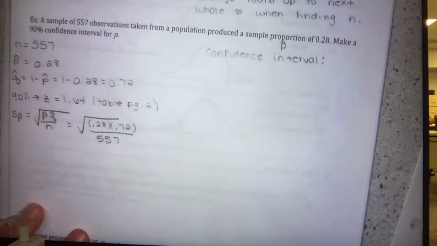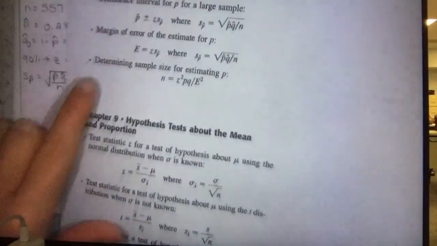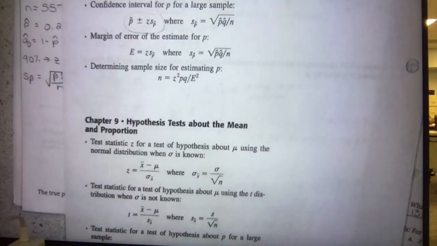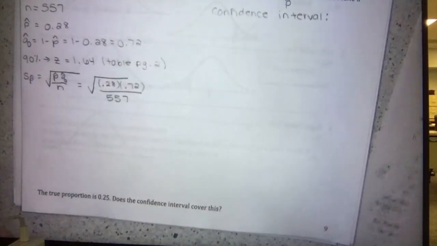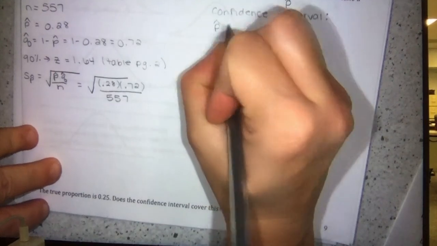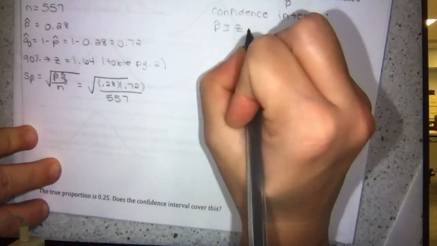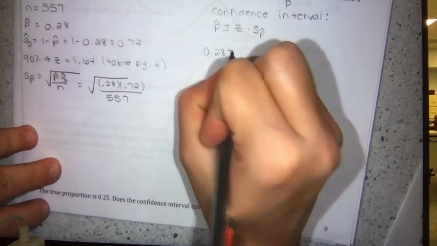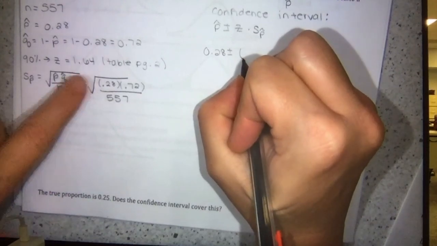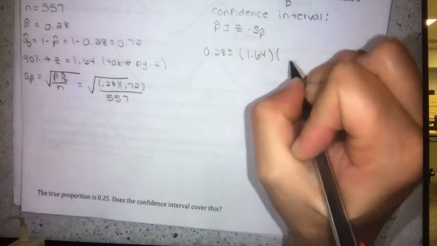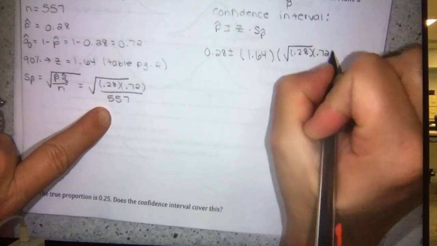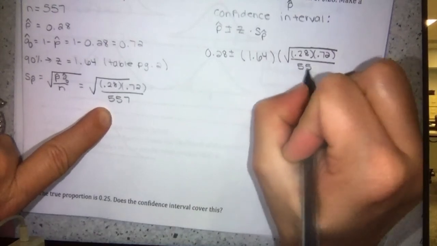All right, so our confidence interval. Again, I want to make sure that you're ready for the test. On our formula sheet, it says the confidence interval is P hat plus or minus Z times S sub P hat. We already found S sub P hat, and it gives us that formula as well. I want to make sure to use exactly how it is on the formula sheet. So P hat is 0.28 plus or minus Z, which was 1.64, times our sampling standard deviation, which is the square root of 0.28 times 0.72, all over 557.